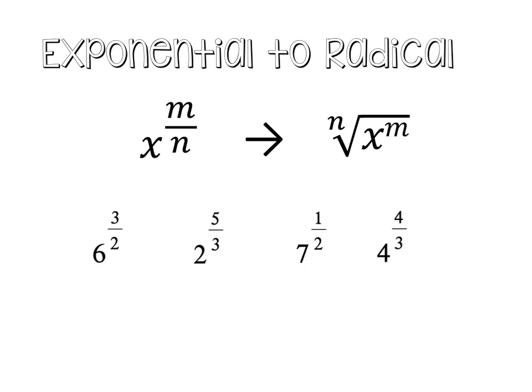Now we're going to look at actually changing some exponential to radical. So when I look at this, the base number becomes my radicand, or the number inside. My numerator becomes my inside exponent, or my power, and my denominator becomes my index.